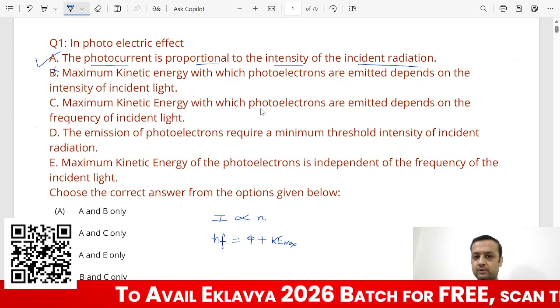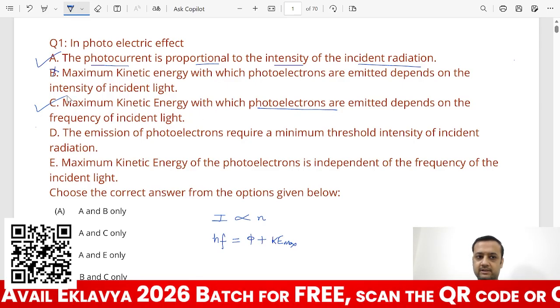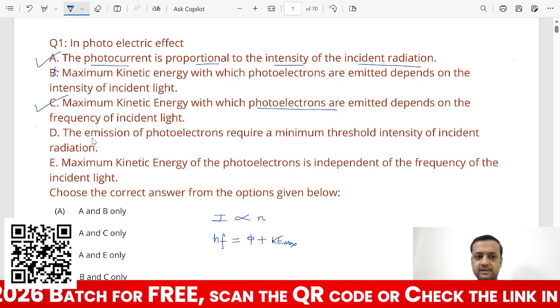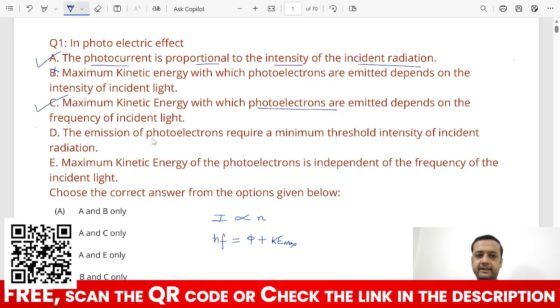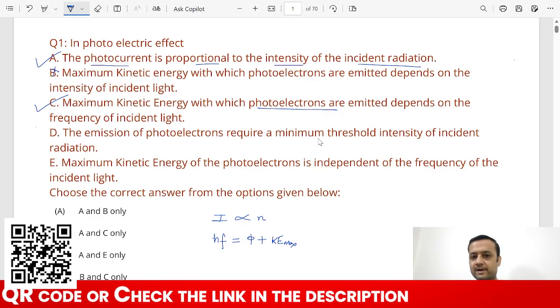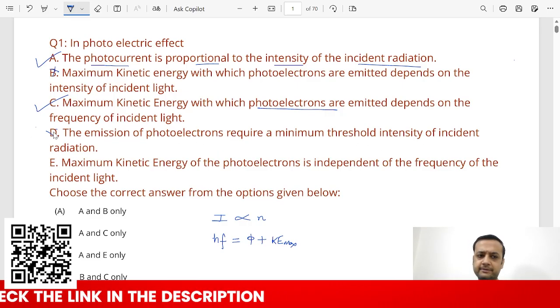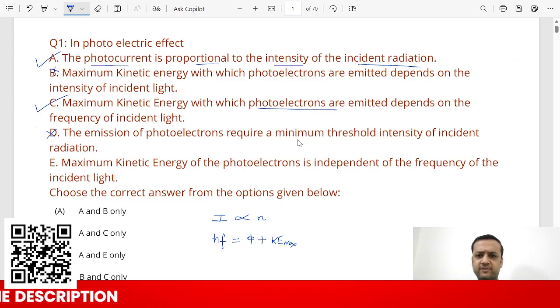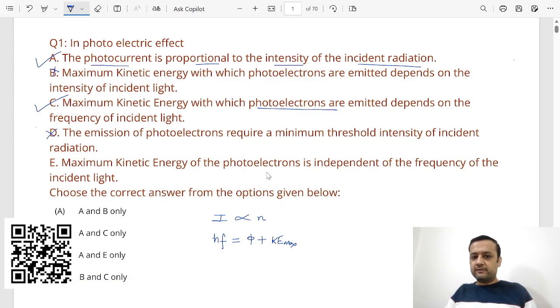Maximum kinetic energy with which photoelectrons are emitted depends on the frequency. This is exactly what Einstein's equation says. So statement C is correct. Emission of the photoelectron requires a minimum threshold intensity. This is wrong. It requires a minimum threshold frequency and not intensity. Maximum kinetic energy of the photoelectron is independent of the frequency, which is wrong because again it depends on the frequency, as we saw in Einstein's photoelectric equation. So that means option B is correct.